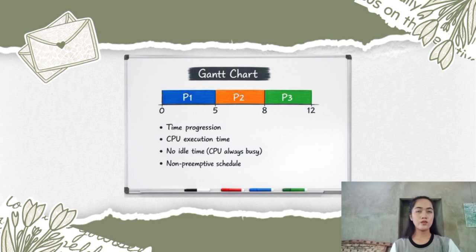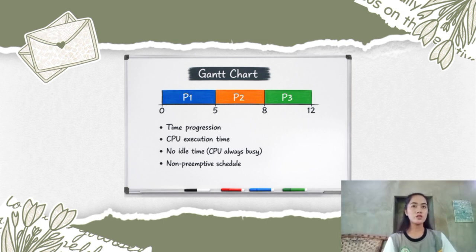At time 0, only P1 has arrived, so it starts executing immediately. At time 1, P2 arrives and it has a higher priority than P1. However, since this is non-preemptive, P1 continues running until it finishes. P1 completes execution at time 5. Now both P2 and P3 are in the ready queue. P2 has a higher priority than P3, so P2 runs next, from time 5 to time 8. After P2 finishes, P3 runs last from time 8 to time 12.